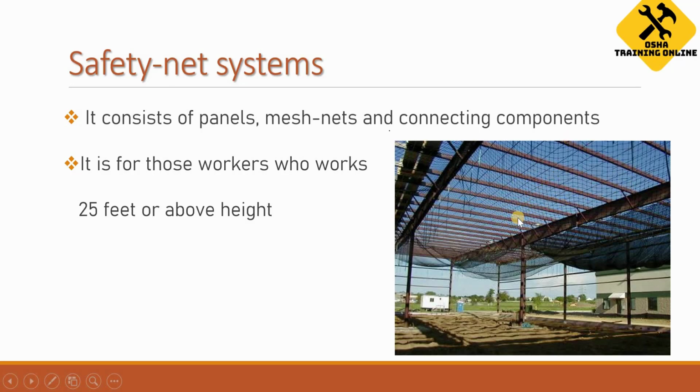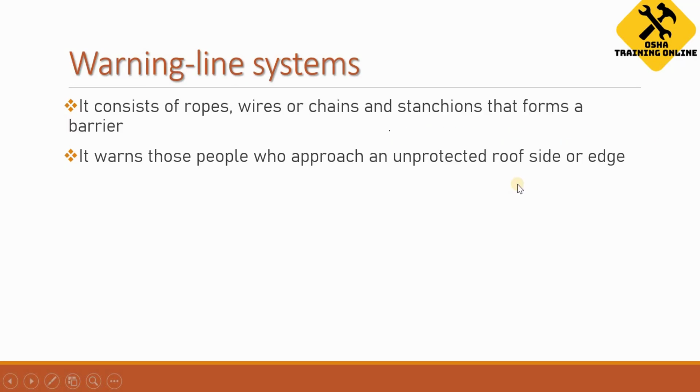And why do we need it? If a worker works at 25 feet or above height, then in that case a safety net system is used. If the height is 25 feet or above, then other fall protection systems will not work and only the safety net system will work. Lastly, we will see what a warning line system is.